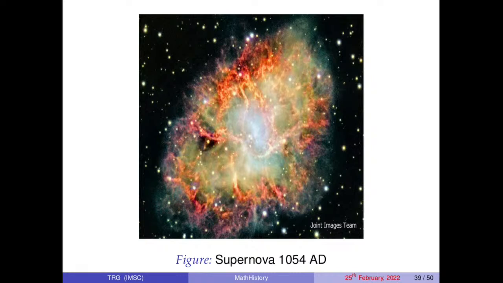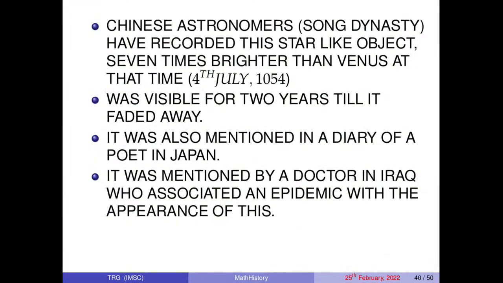This event was visible on Earth in those days on 4th July. Very interestingly, people now can go back and pinpoint when it happened, 4th July 1054 AD, visible in daylight for 20 days and at night for nearly a year. Chinese astronomers in the Song dynasty recorded this star-like object, which was 7 times brighter than Venus, on 4th July 1054. It was visible for 2 years till it faded.